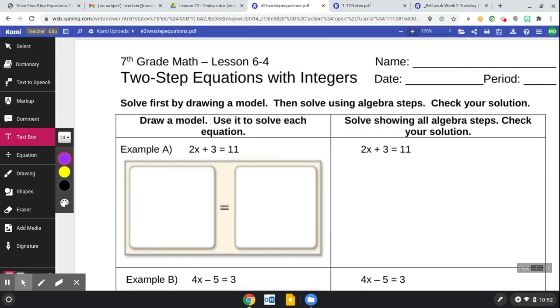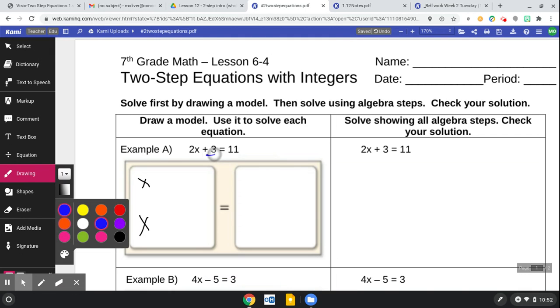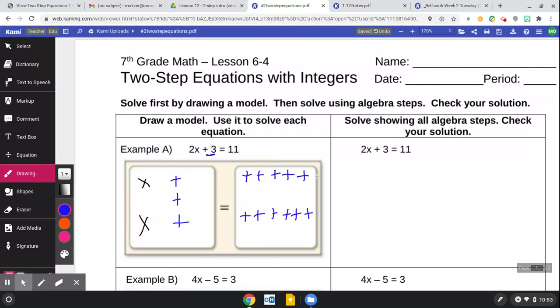It says I need 2 x's. So there's my 2 x's. Then it also says I need 3 positives, all on the left side. But then I need 11 positives on the other side. 1, 2, 3, 4, 5, 6, 7, 8, 9, 10, 11. I need to get rid of those 3 positives.